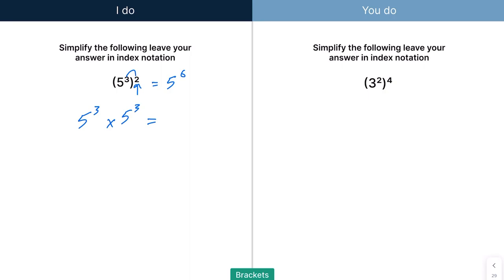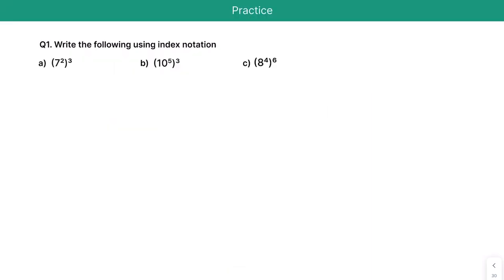So again, hopefully you've pressed pause and had a go at this. So all you're doing here is multiplying that and that. So that's 3 to the power of 8. So here's some practice questions. Press pause. Here are the answers.